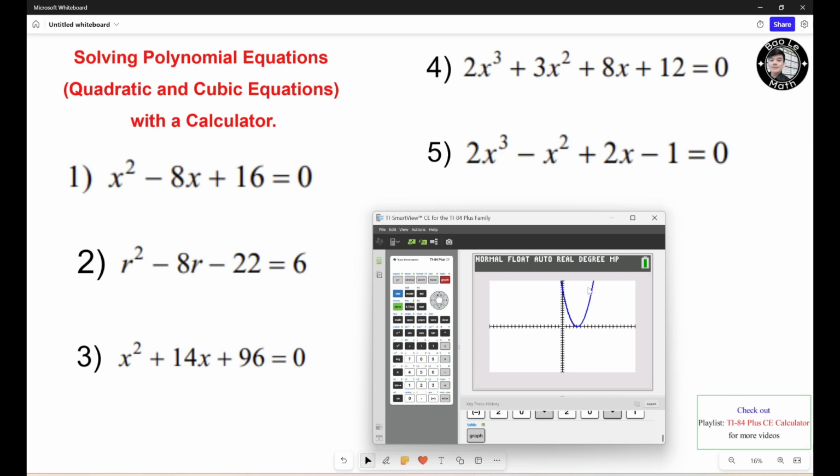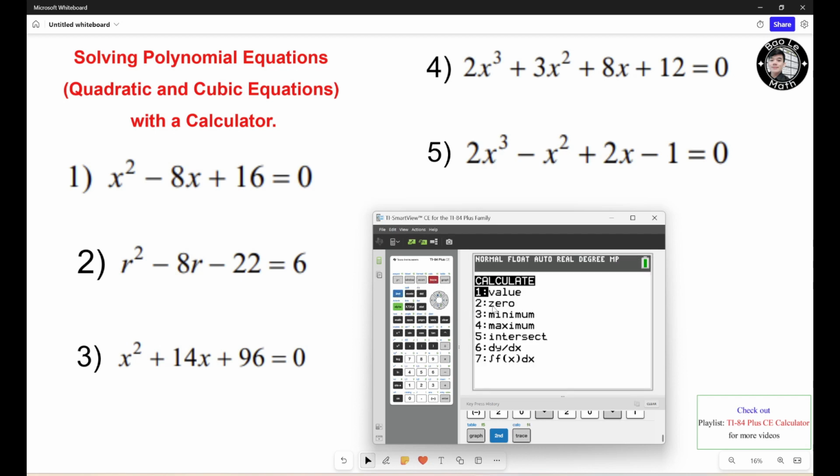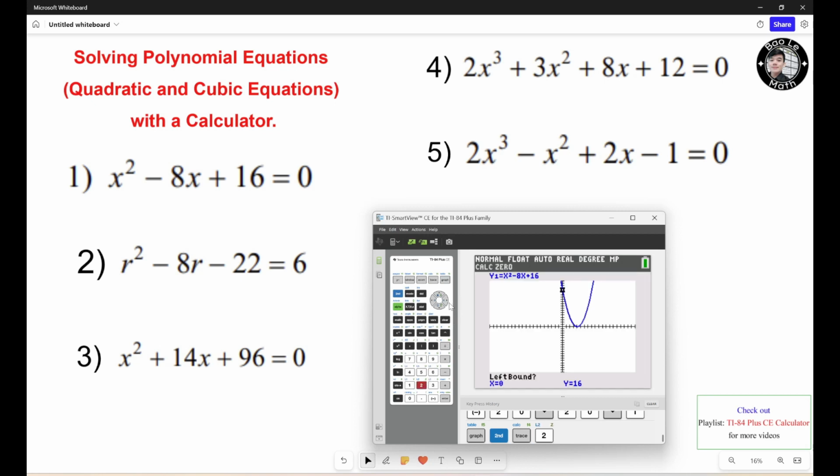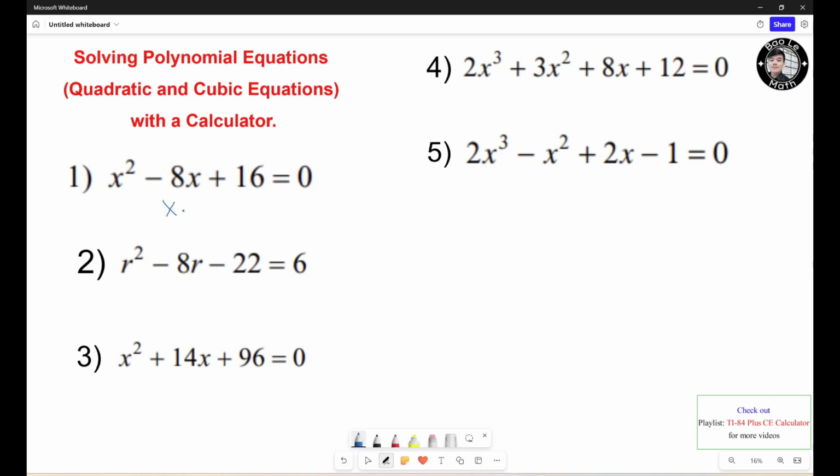Alright, so observe that the graph touches the x-axis at 1 point. So the equation only has one solution. You're gonna hit second, trace, choice number 2, zero. Alright, you scroll down right here. On the left of zero, you hit enter. Go to the right of zero, you hit enter. Go to the middle right here, you hit enter. The solution, zero, equals 4. Alright, so x equals 4. This is the only one solution.